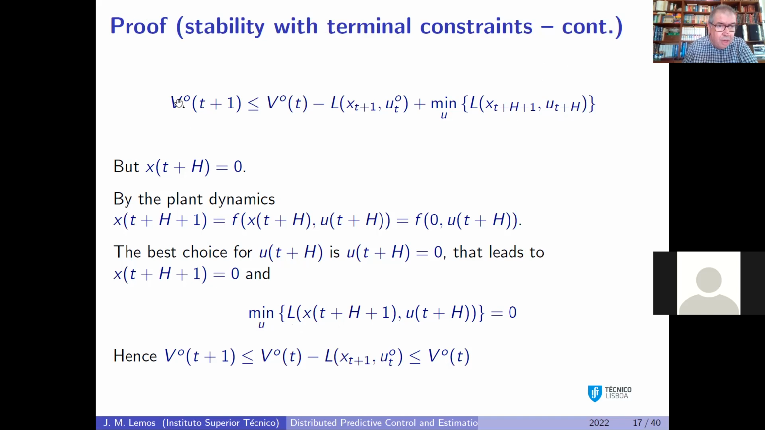So your VO of t plus 1 is smaller or equal than VO of t minus L, and this term no longer appears. Okay, but L is positive, or 0. So you can take it away and conclude that VO of t plus 1 is smaller or equal than VO of t. And in this way, you have the assurance that VO is a Lyapunov function and you have stability. Any question? Okay.